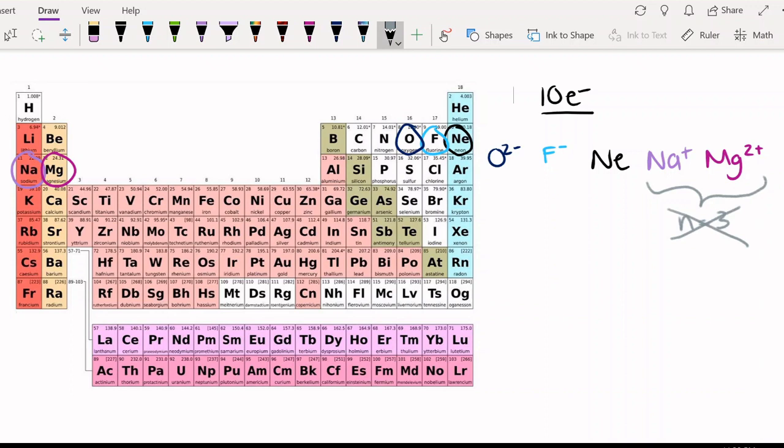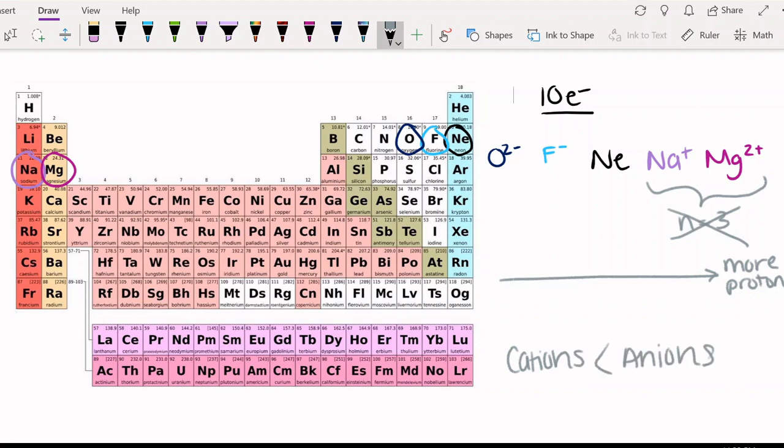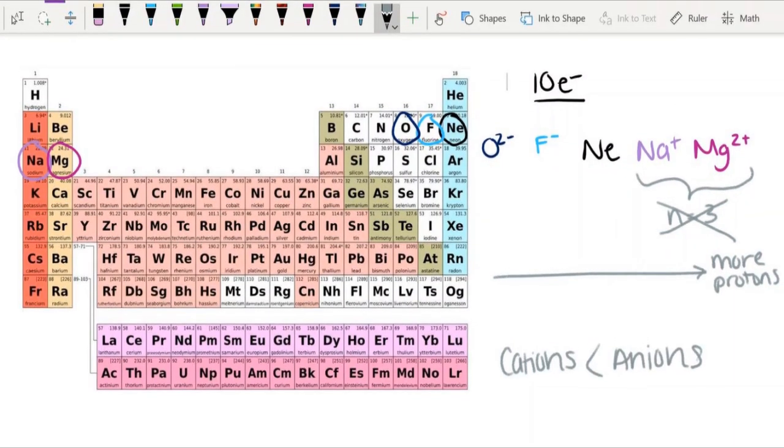Looking left to right across our isoelectric series, we can notice that although the atoms have 10 electrons, the cations on the right have more protons than the anions on the left. Just like with atomic radius, the more positive charge in the nucleus, the more the nucleus is going to attract the electrons and pull those electrons toward the nucleus. This makes the ionic radius smaller. In general, within a period, cations are smaller than anions.